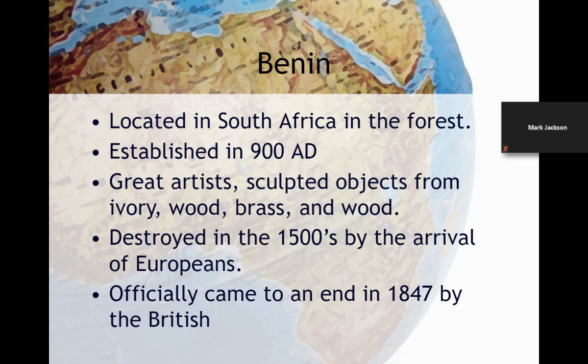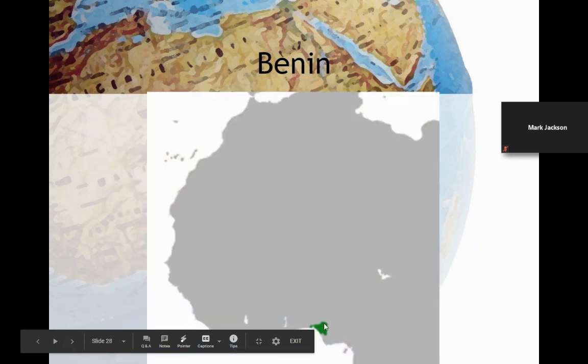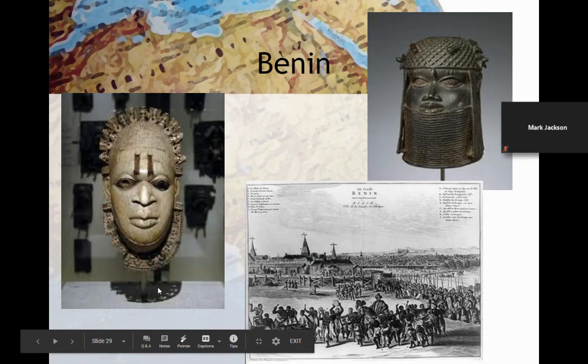They officially came to an end in 1847 as the English actually put an end to their cultural advancements. But slavery did hurt a lot of this kingdom as well. Here's a little Benin down here. Tiny little thing. And here's some of their artwork.